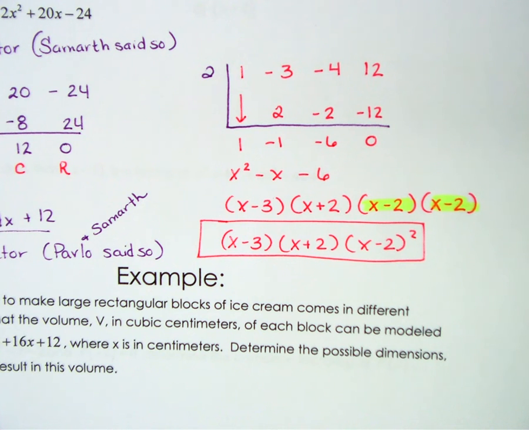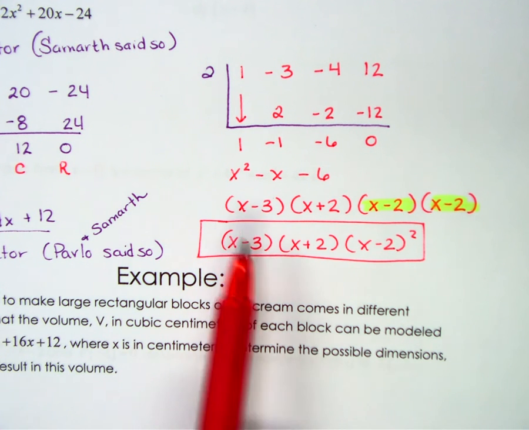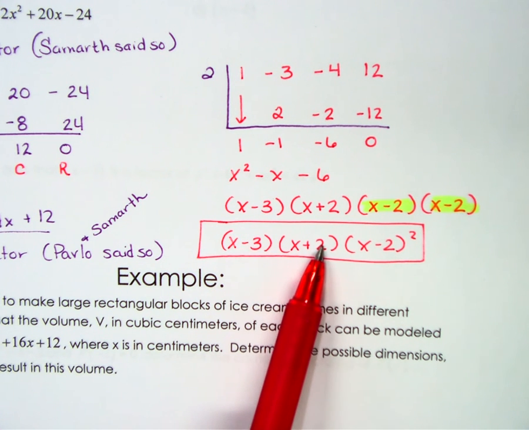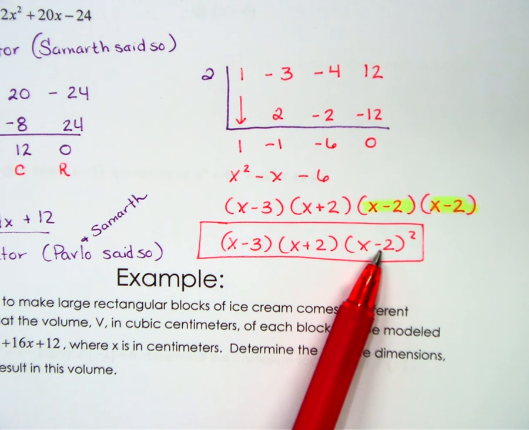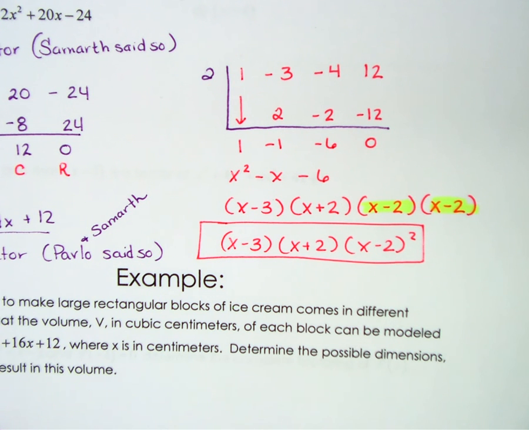X-intercepts, let's talk about them, because I'm going to ask you to graph these. Graph? Yep, when it's in factored form. So we have +3, -2, +2 for intercepts. So let's talk about the end behavior of this graph.